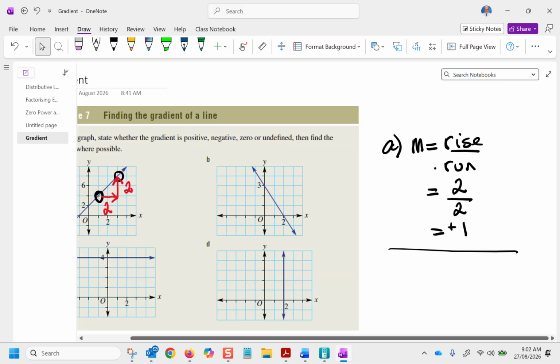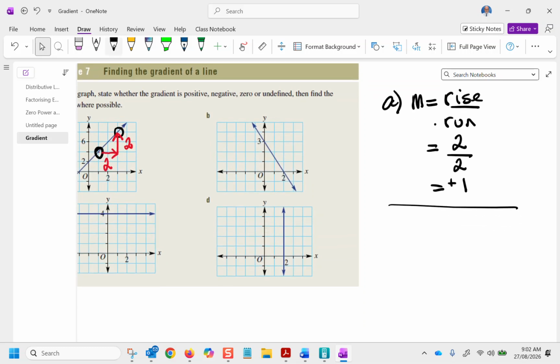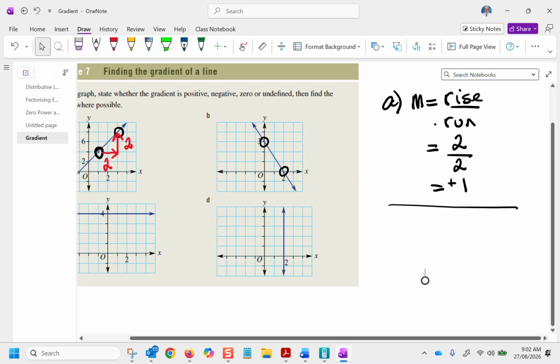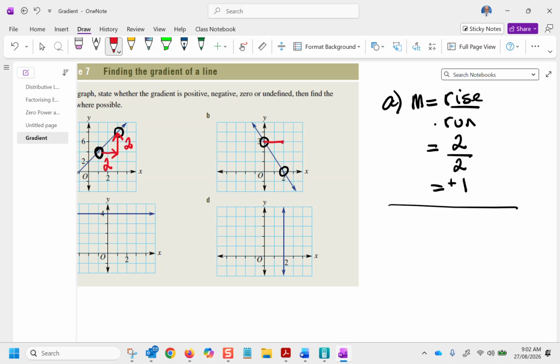Now let's look at part B. So we'll find a couple of points on part B. I might use this point here and this point here. They seem convenient. Now I'll get my red pen. I start from the left. On this one, the higher point is at the left, and I move forwards. I've moved forwards by 2 grid squares, and this time I have to move downwards by 1, 2, downwards is negative, downwards by 3.